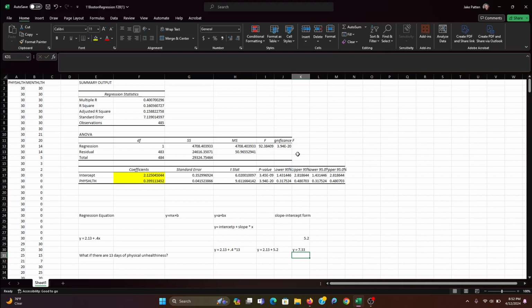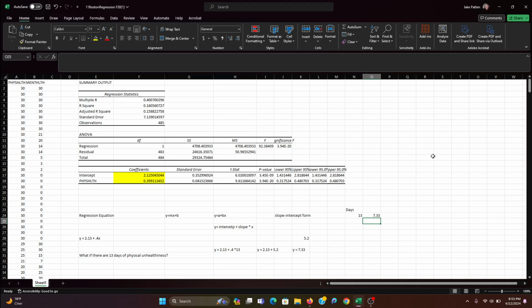So if there's 13 days of physical unhealthiness, there's going to be 7.33 days of mental unhealthiness. This is how you can predict one from the other. Of course, you can also turn this into a formula. So if you were going to put days here, you put 13 in there. This is where you're writing your formula. So you're going to do equals 2.13 plus open parentheses 0.4 times this number here, close parentheses, which gives 7.33.